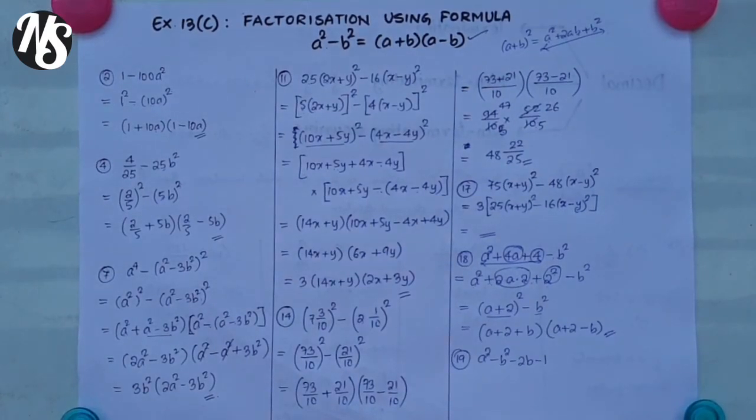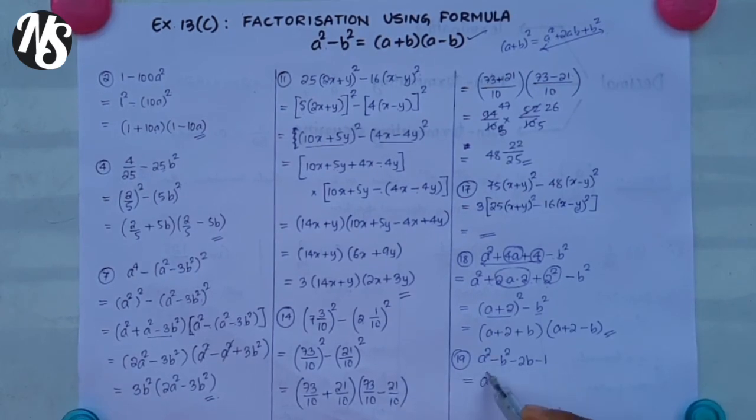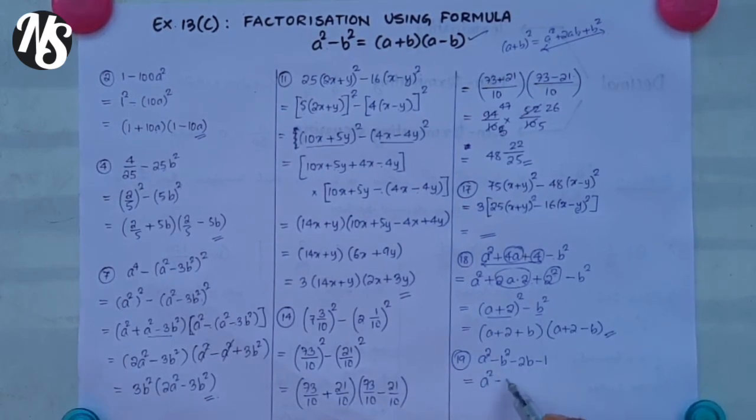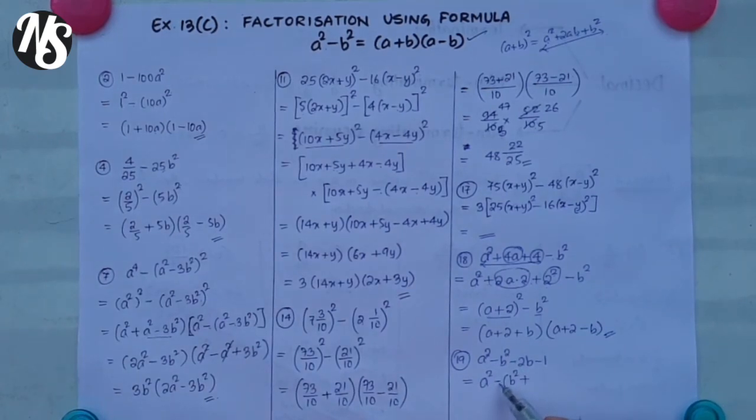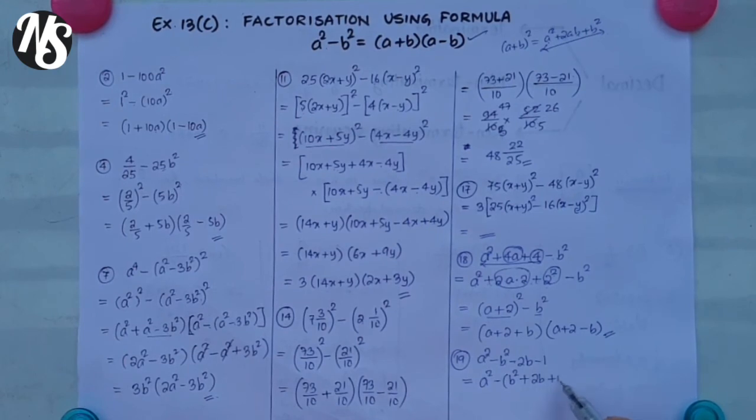The last question for the day, question number 19. I'll just do a small part of it. First and foremost, a square. Now take minus common. When you take minus common, it becomes minus b square, so this minus becomes plus. I have already told you in the very first class, if minus is common, then minus becomes plus. This minus also becomes plus.